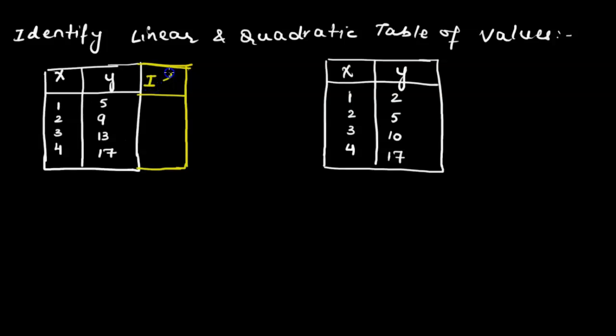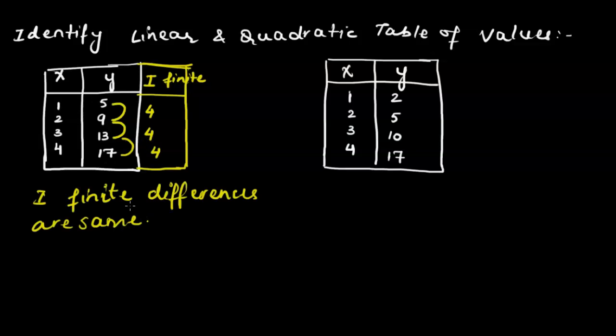We are finding the first finite difference here. To find it, we just subtract each y value from the next y value to find the difference between the two. Here we get 9 minus 5 is 4. Then the subsequent values of y are subtracted from the previous values in the same way. 13 minus 9 is 4. 17 minus 13 is 4 as well. We notice that the first finite differences are equal. If the first finite differences are the same, then the given table of values belongs to a linear equation. So this table represents a linear equation.